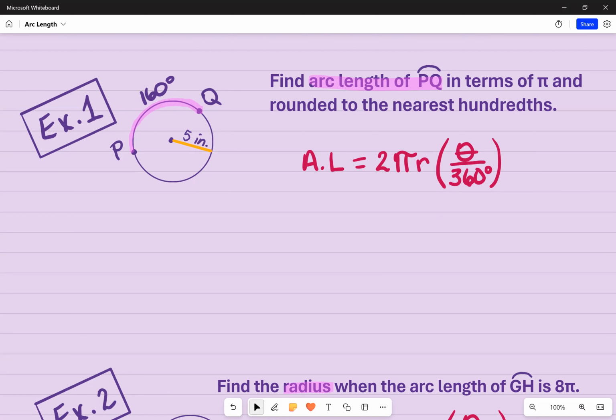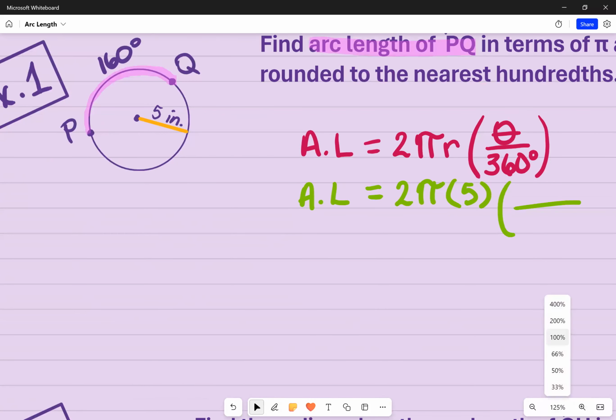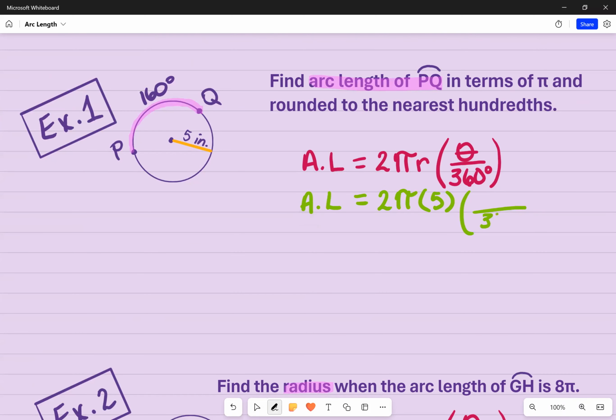So let's just fill in the variables that are shown. We're trying to find the arc length, so therefore that's going to remain AL. Then the circumference, which is the entire edge of the circle all the way around, is 2 pi. However, we have a radius, which we're going to replace the r with, which is 5 inches. We're going to take that information and we're going to multiply it out of 360 degrees. We're going to just focus on the arc that's highlighted, which is 160 degrees.